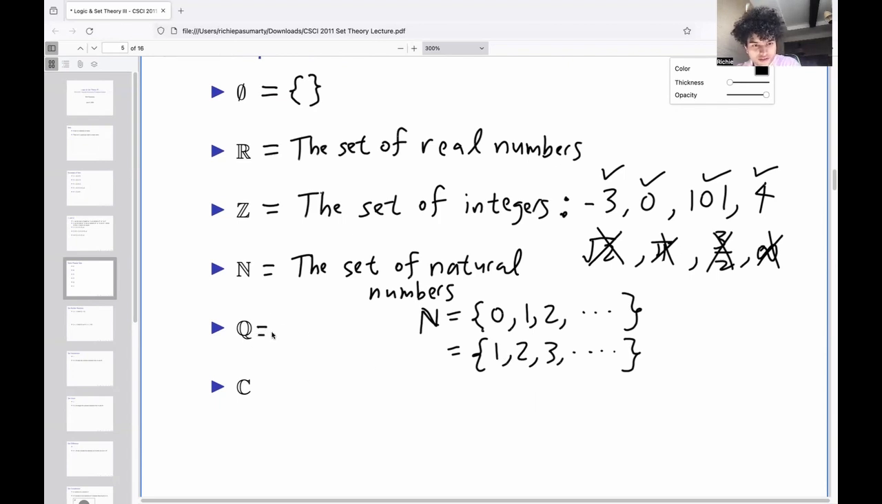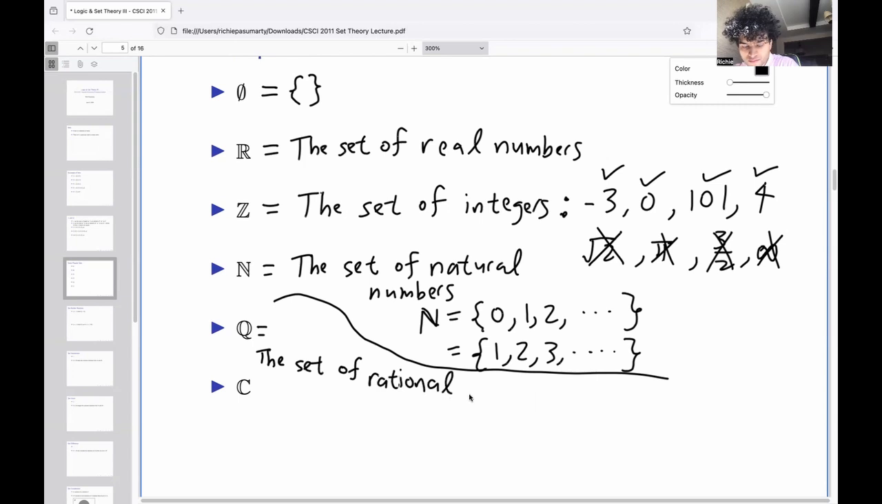All right, Q is the set of rational numbers. Okay, so rational numbers can be written as one integer divided by another integer. So for example, 2/3 is a rational number. Like -2/3 is a rational number.